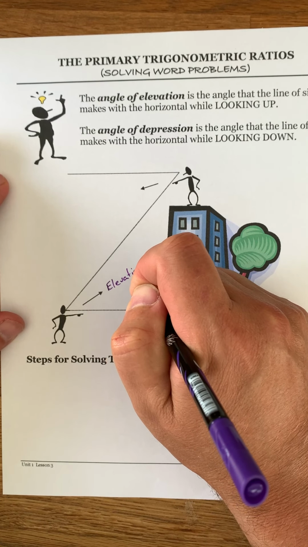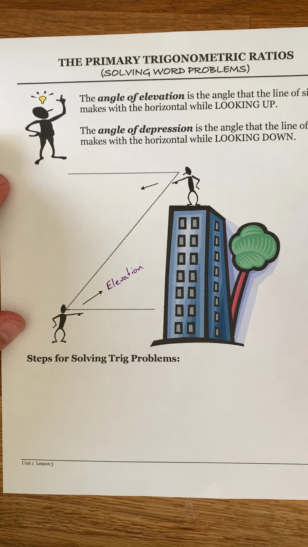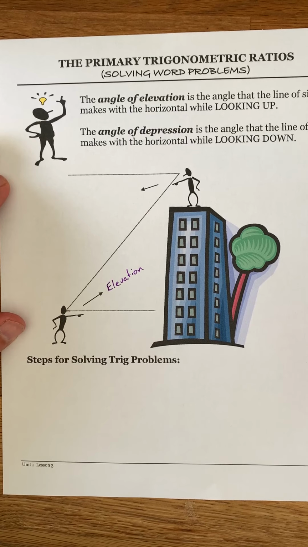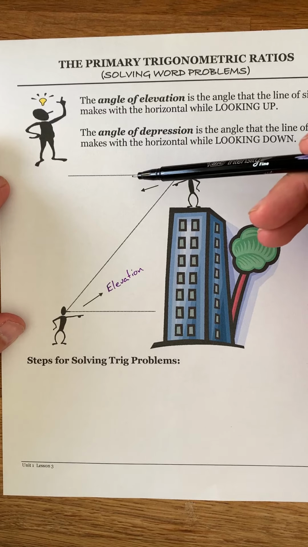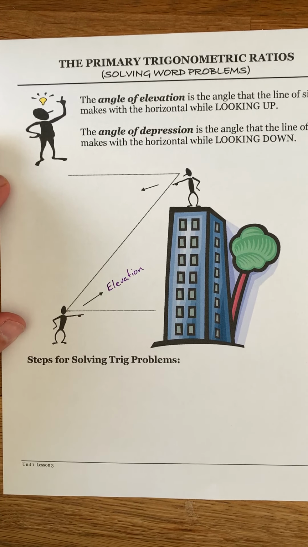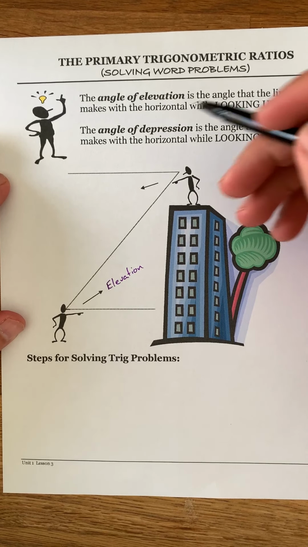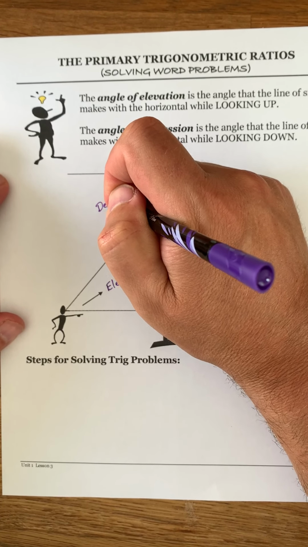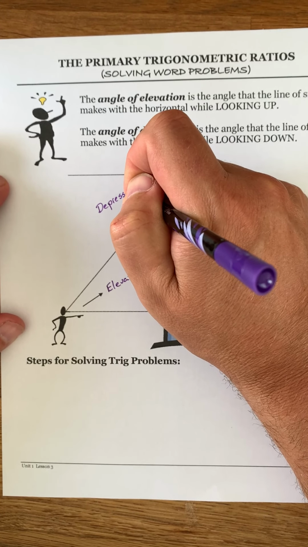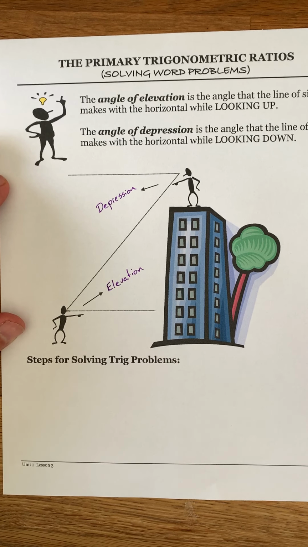And I remember that by thinking, if I'm feeling good, I'm feeling up, my mood is elevated, up is elevation. And on the inverse of that, if you're standing on the top of the building and you're looking down from the horizontal, or for example, if you're flying in an airplane and you're looking down towards the runway, the angle that you're looking down from horizontal is called the angle of depression. And of course, if I was feeling depressed, I would be feeling in a down mood, and so I would be looking down for depression.